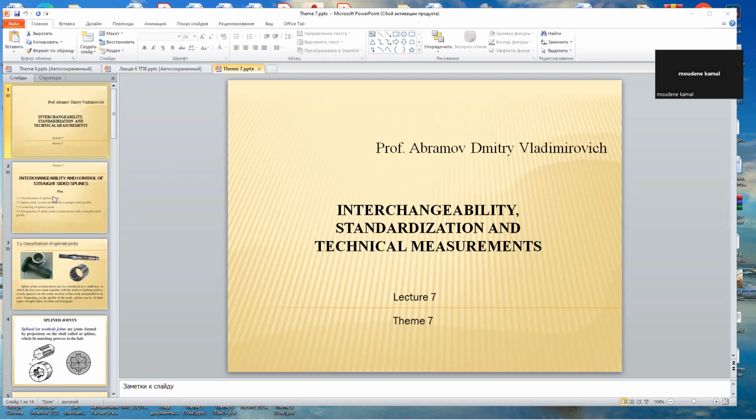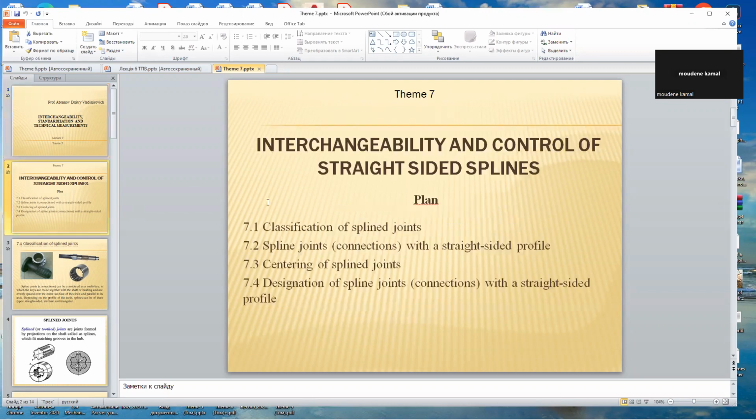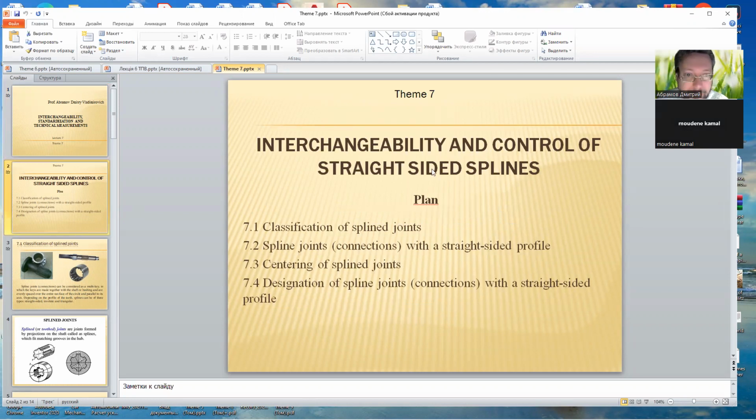Lecture number 7. The theme of our lecture is interchangeability and control of straight-sided splines.